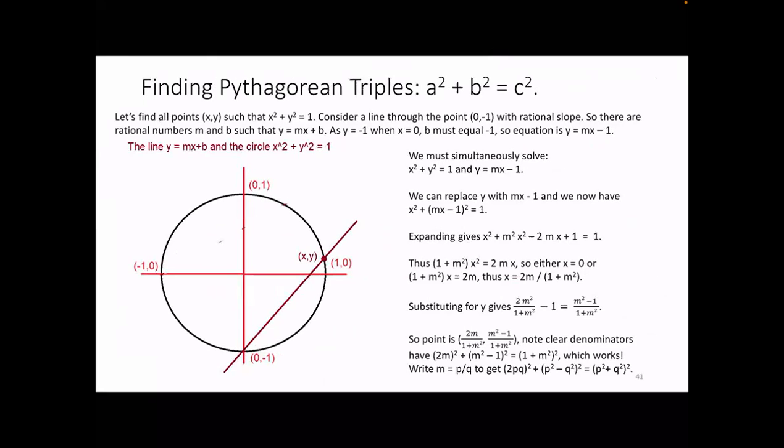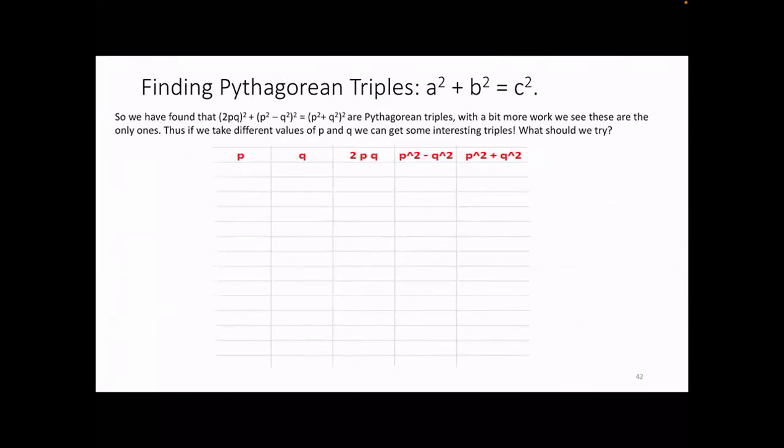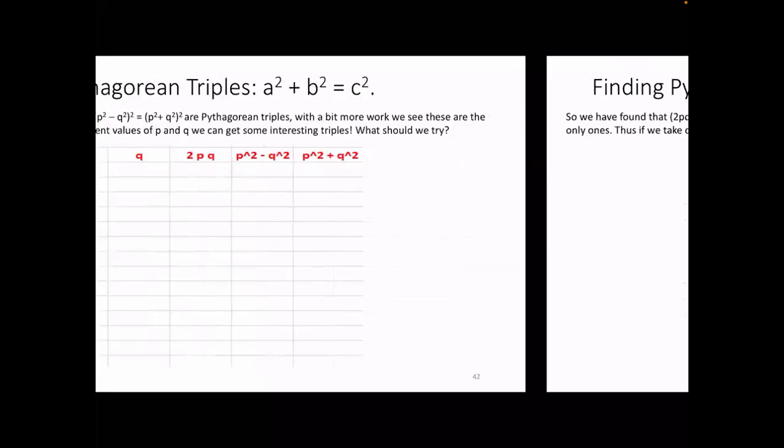So you can substitute in mx plus b for y and expand everything out. When you do a bunch of algebra, and you write the slope m as p over q, you get (2pq) squared plus (p squared minus q squared) squared equals (p squared plus q squared) squared. And so we can use this to write down in explicit format all the Pythagorean triples. Now you can take p and q and just calculate 2pq, p squared minus q squared, and p squared plus q squared.